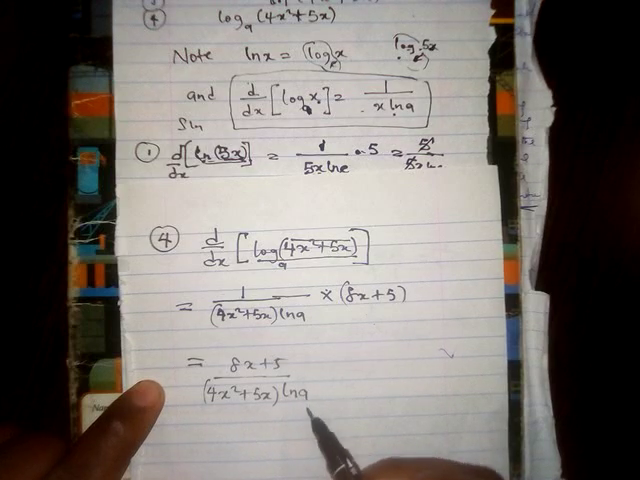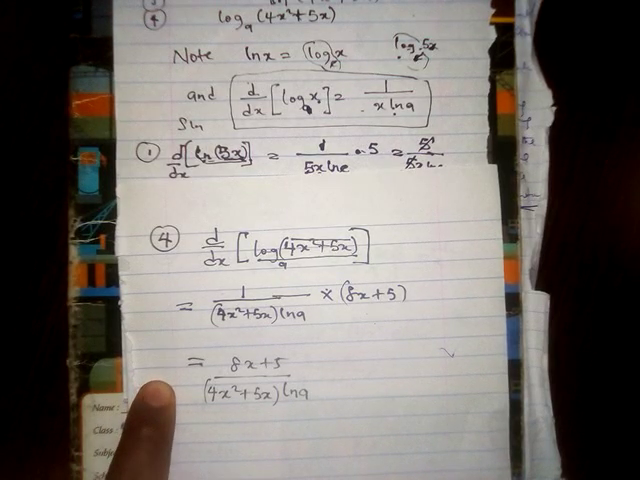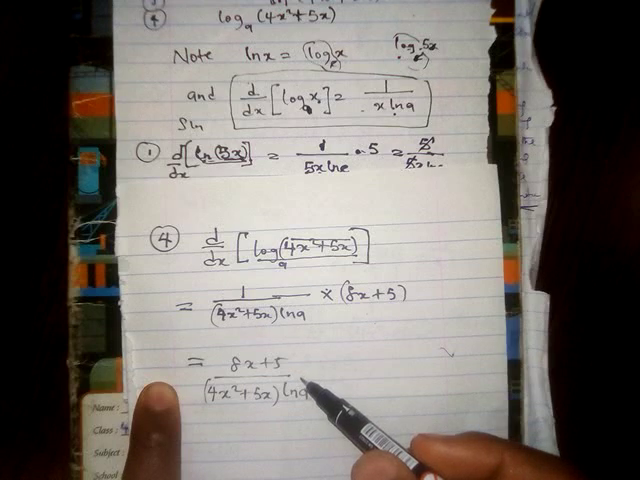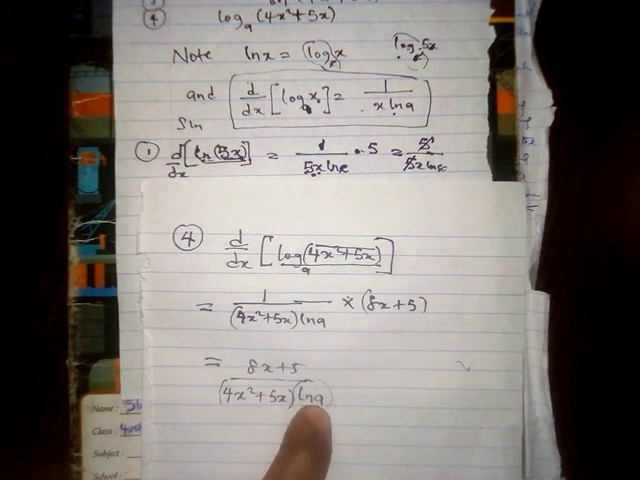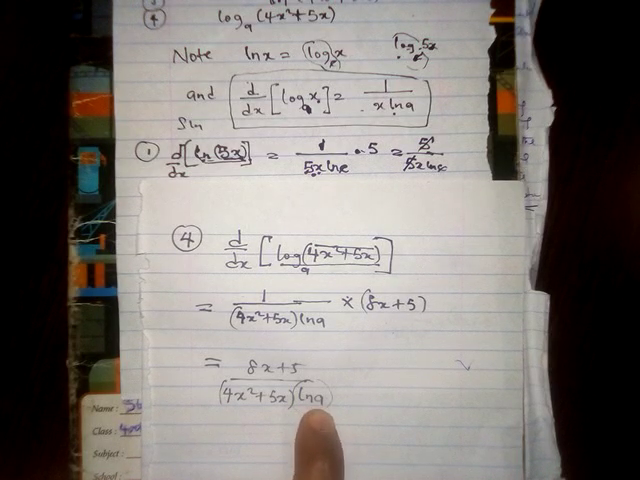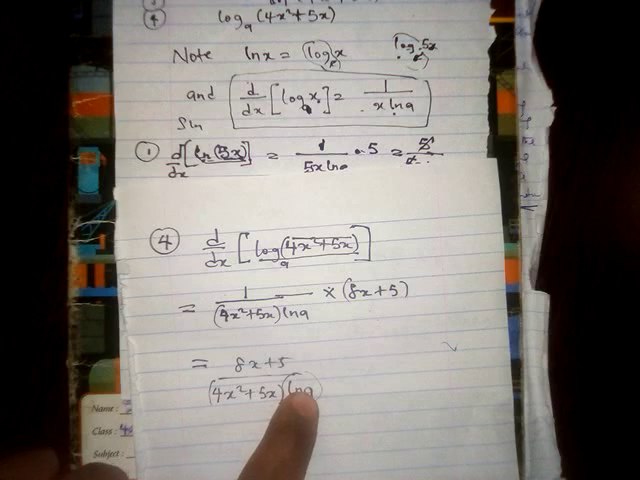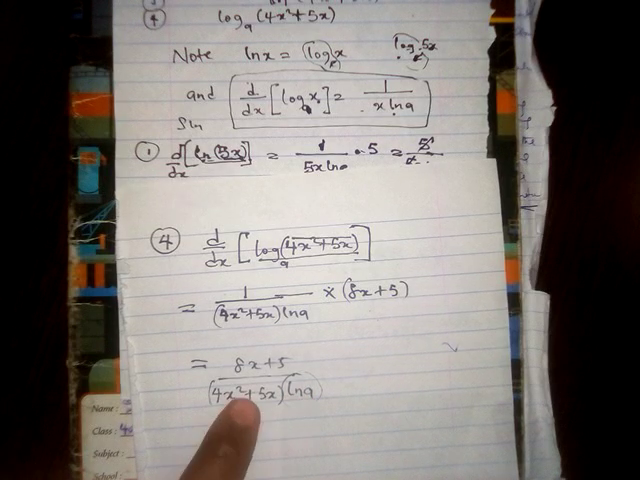Now please be guided, remember that ln a is a constant, so this is a constant value. a is any base. a could be 1, a could be 2, a could be 3, a could be 4, so far as a is a positive number. So this is true when a is a positive number. So this is the final answer for this.